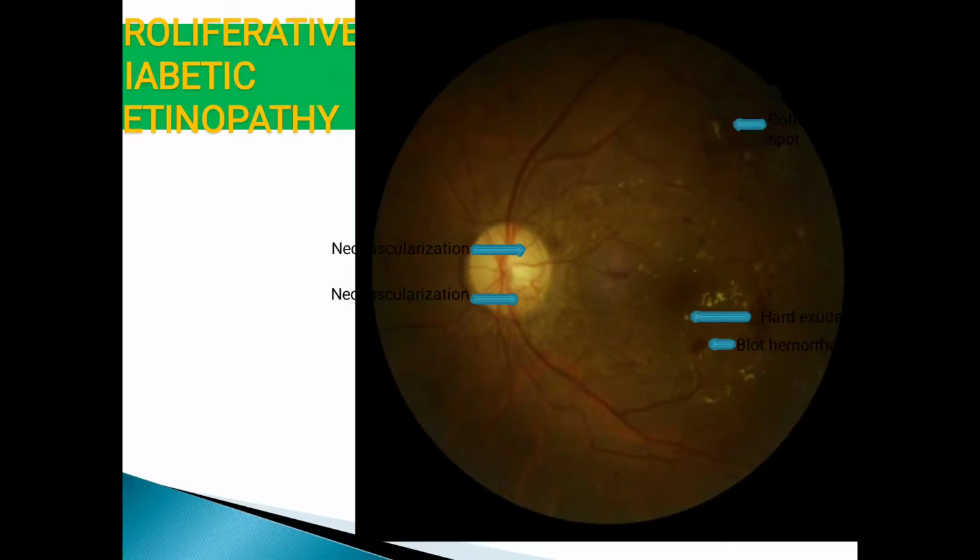And NVE means neovascularization elsewhere. In that also you can see a tuft of blood vessels, like fan-shaped blood vessels, which are growing from the retina into the vitreous cavity. They are oriented perpendicularly, and normal blood vessels are usually oriented horizontally. NVD is considered a more severe stage than NVE.